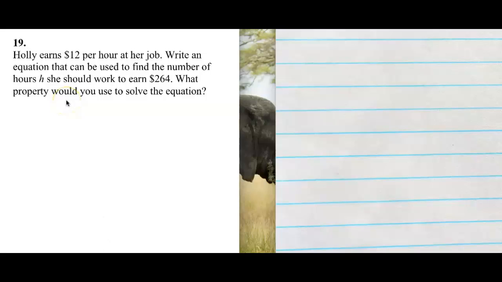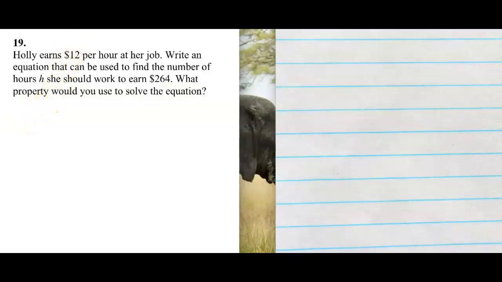For number 19, we don't have to actually come up with a variable because they've already said that in the problem. It says Holly earns $12 per hour at her job. Write an equation that can be used to find the number of hours H she should work to earn $264. What property would you use to solve the equation? So we're going to solve the equation, but we're also going to say what property it is.